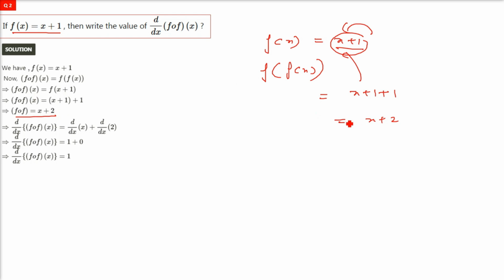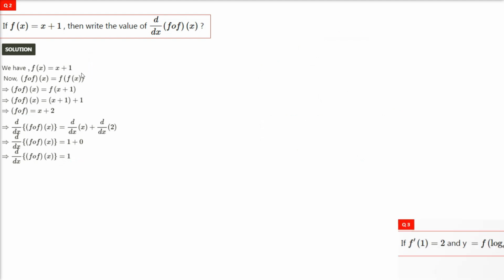Next one will be the differentiation. Now differentiate f of f(x), so you have to essentially differentiate x plus 2 only. The derivative of x is 1 and the derivative of 2 is 0.